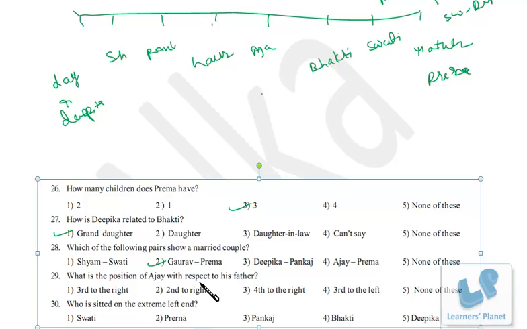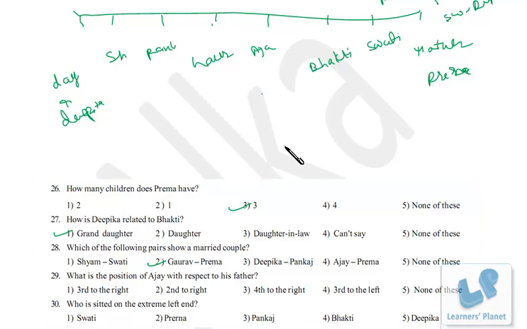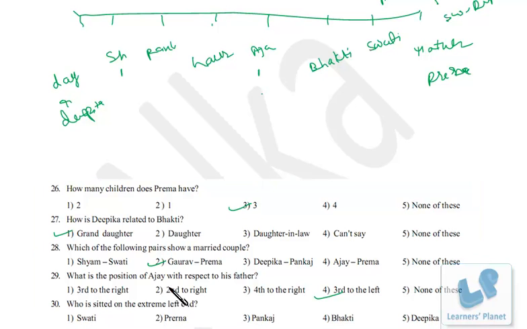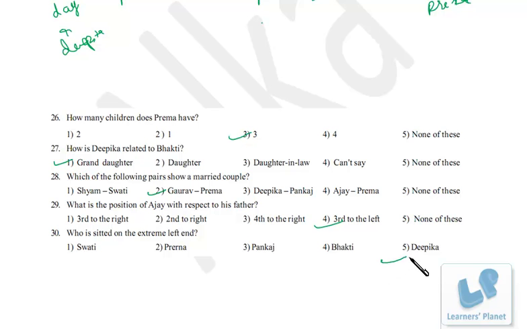What is the position of Ajay with respect to his father? Now Ajay is here and Shyam is here, right? So it's third to the right. Okay. Now since they are facing north, we have to assume it to be third to the left. This and this. Okay, facing this side, that means third to the left. Who is on the extreme left end? Extreme left is Deepika. Okay.